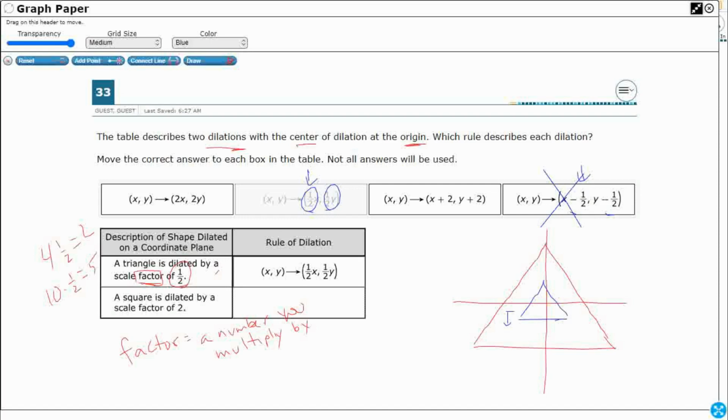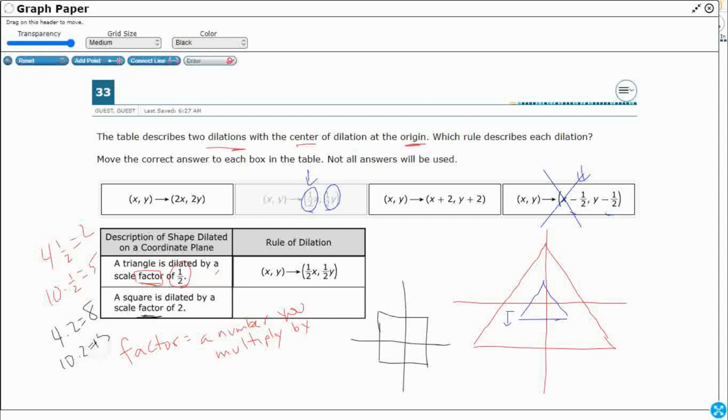All right, so let's go to this next one. The square is dilated by a scale factor of 2, so I'm going to draw another coordinate grid here and draw a square. It does say that it has the center as the origin, so let's just make a square right here. And then once again, it's a factor of 2. So what happens when we multiply by 2? Well, it doubles. It's going to grow.